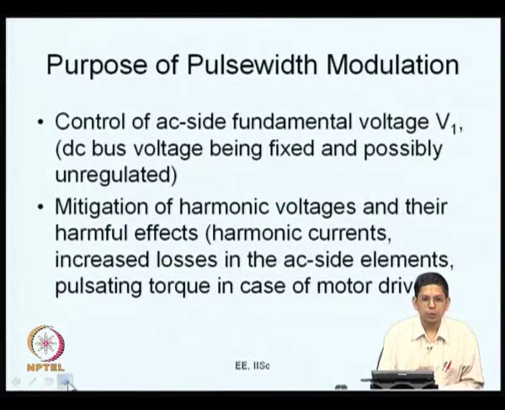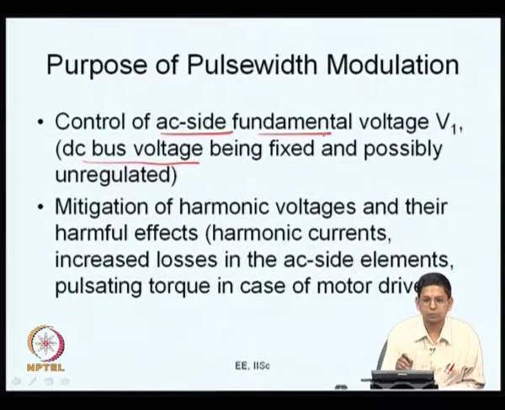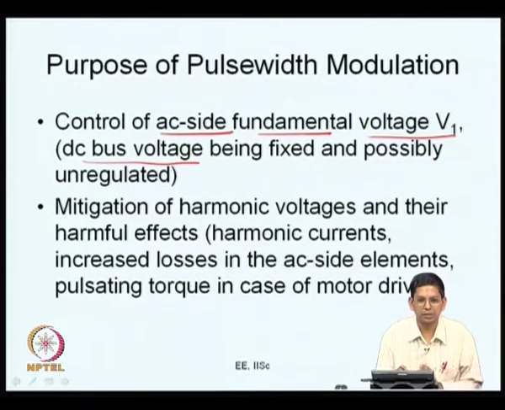The purpose of pulse width modulation is this: we will have the DC voltage being fixed, regulated or unregulated, whatever. It does not vary by itself, so it cannot be controlled. We want to control the AC side fundamental voltage. The question is how to do that. The pulse width modulation should help us achieve the desired amount of fundamental voltage.